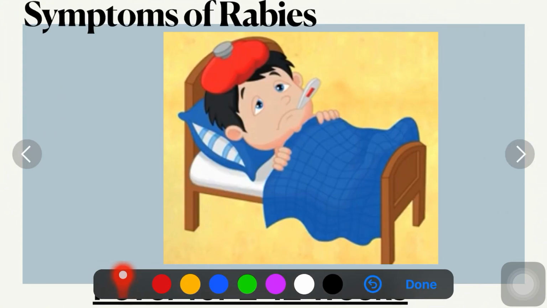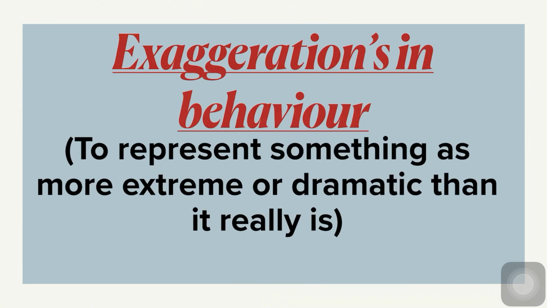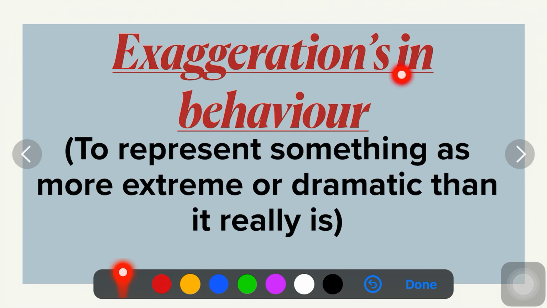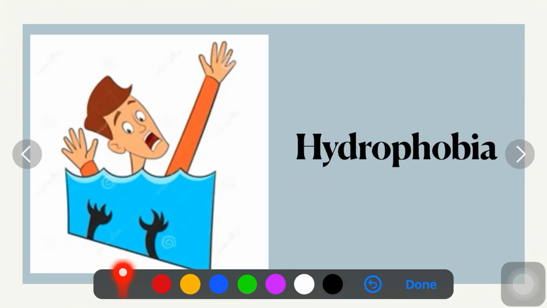Now, let's see what are the symptoms of rabies. The patient may suffer from fever for 2 to 12 weeks. The patient may develop exaggerations in behavior, that is, to represent something as more extreme or dramatic than it really is. Next symptom is hydrophobia, that is, fear of water.